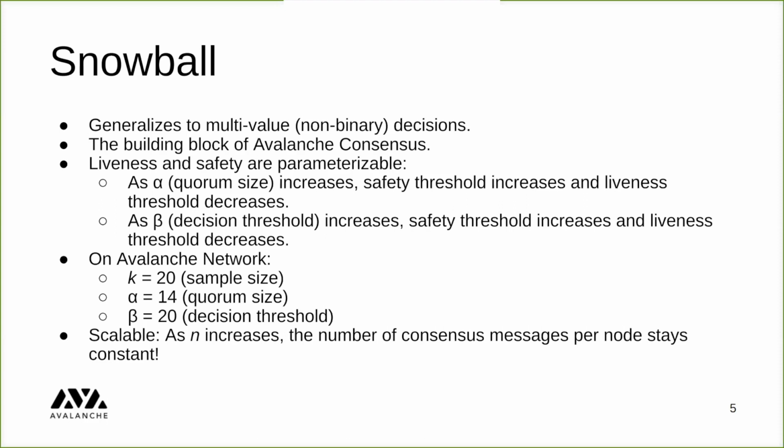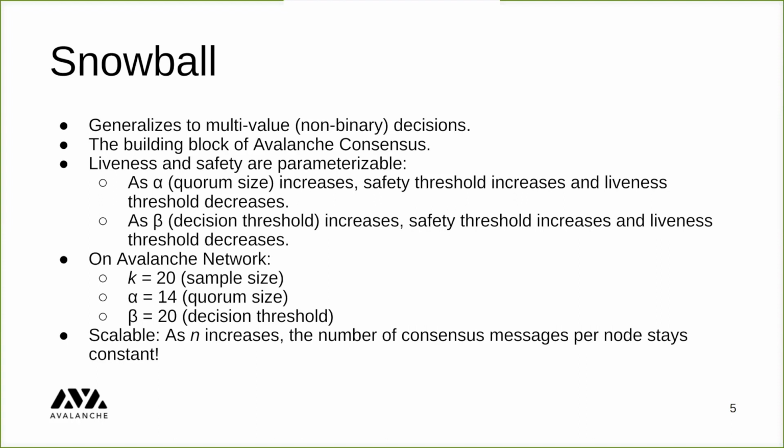So one thing to note is that the liveness and safety thresholds of this algorithm are actually parameterizable based on the parameters that you give it. So as you increase the quorum size, this parameter alpha, the safety threshold increases and the liveness threshold decreases. So what that means is the network can tolerate more Byzantine nodes and remain safe, safe being all eventually agree on whether something is accepted or not.